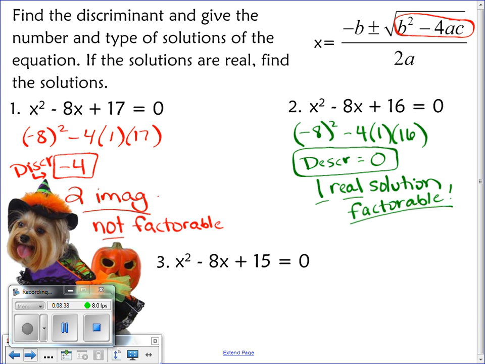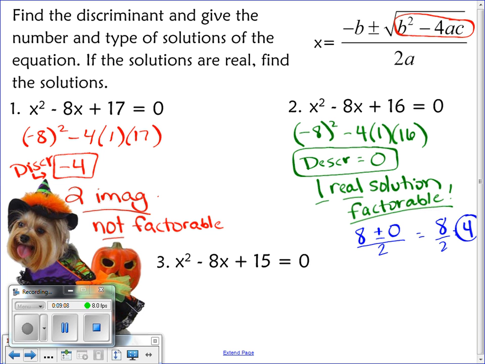Let's go back to the quadratic formula. Negative b would be positive 8, plus or minus. Do I already know what goes here? 0. We already did it right here. Over 2 times a. So we get 8 plus or minus nothing. It's 8 over 2, which is 4. Cool, right?